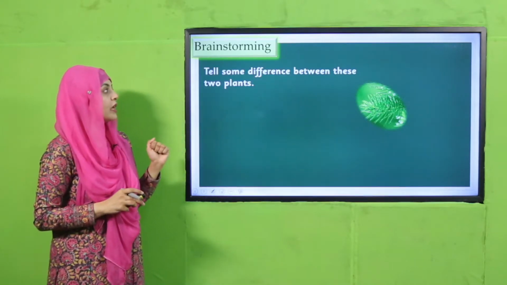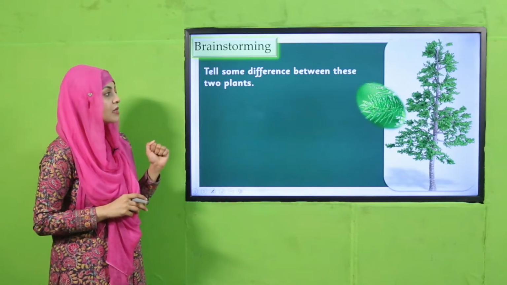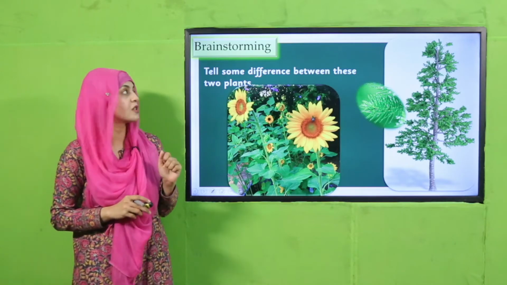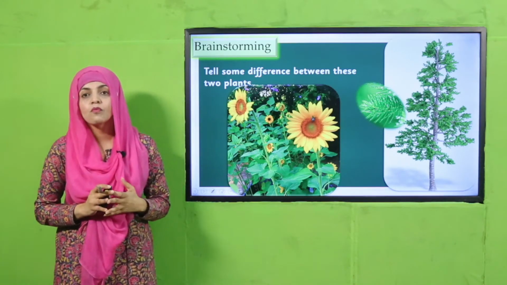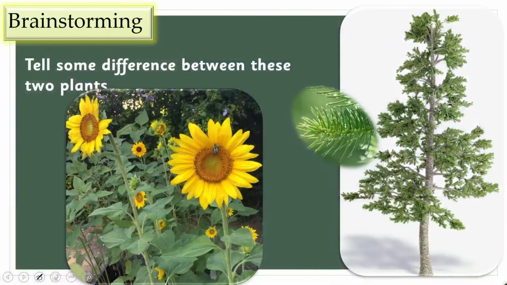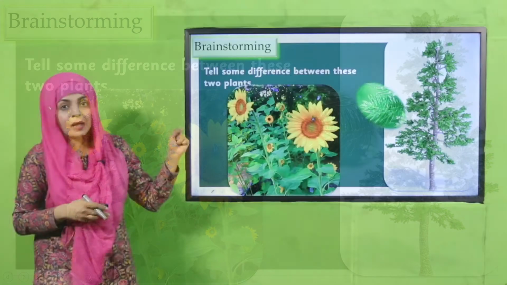So my dear students, today tell some differences between these two plants. Now here there are two plants, tell me their differences. Flowers absent, flowers present. That is a big tree. That is smaller in size, and the leaf structure is also different. They have needle-like leaves and they have broader leaves. So these are some visible differences in flowering and non-flowering plants.